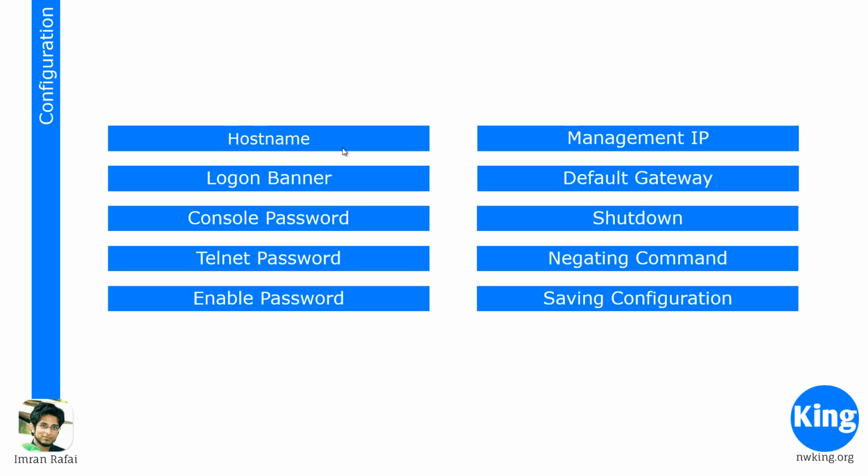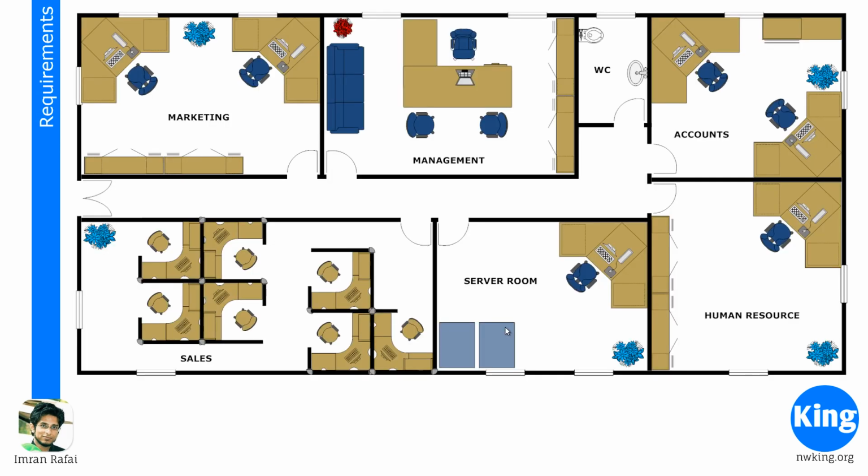You know how to give a logon banner, how to give a console password, telnet password, and enable password, how to give a management IP like we discussed, interface VLAN, how to give a default gateway, how to shut down a port or open a port, the negating command, and saving configuration, right? These are the basic commands. If you follow these 3 steps, understand the requirement, design it on paper, and then get to the configuration, you can very easily have a well managed server room, right?